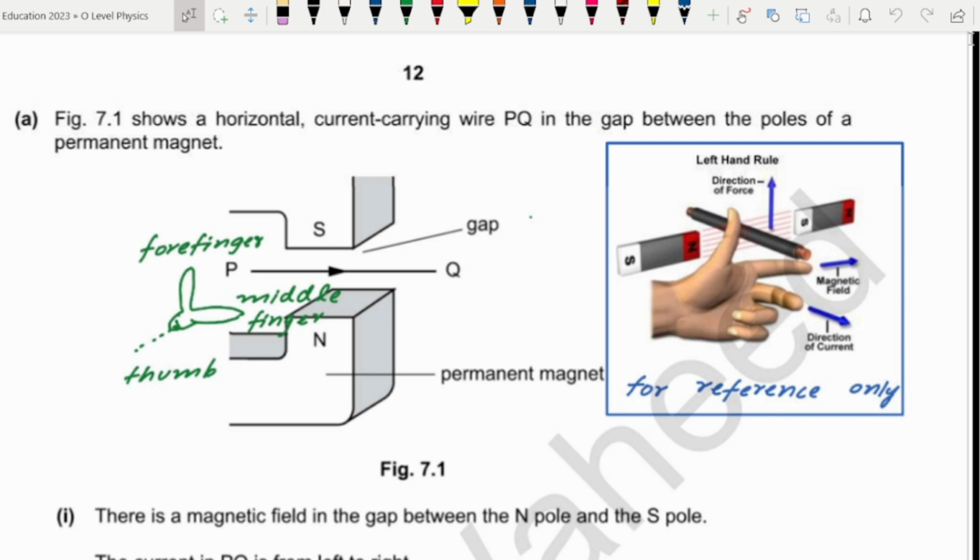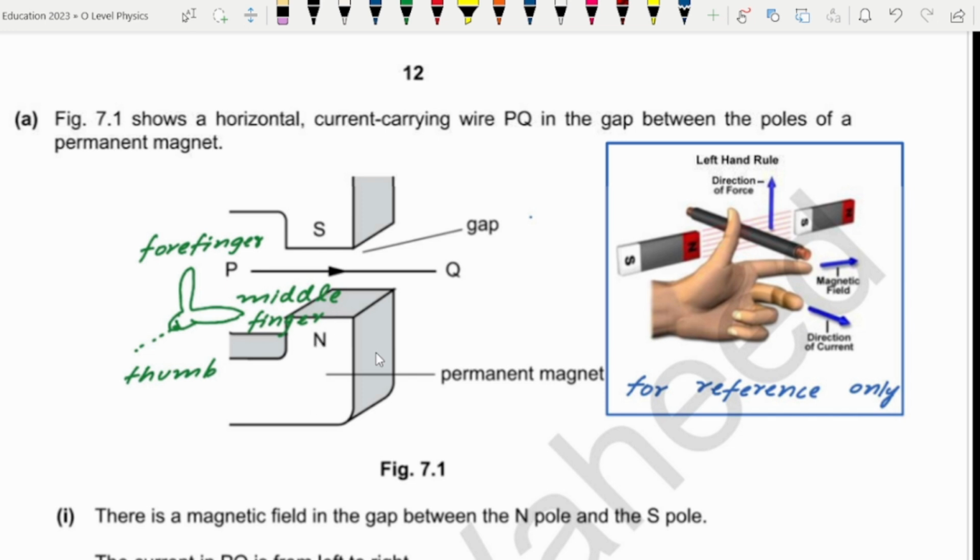Alright, so here we have question number 7. Figure 7.1 shows a horizontal current carrying wire PQ in the gap between the poles of a permanent magnet. So this is from the topic of force acting on a current carrying conductor placed in a magnetic field. And you are given the diagram.